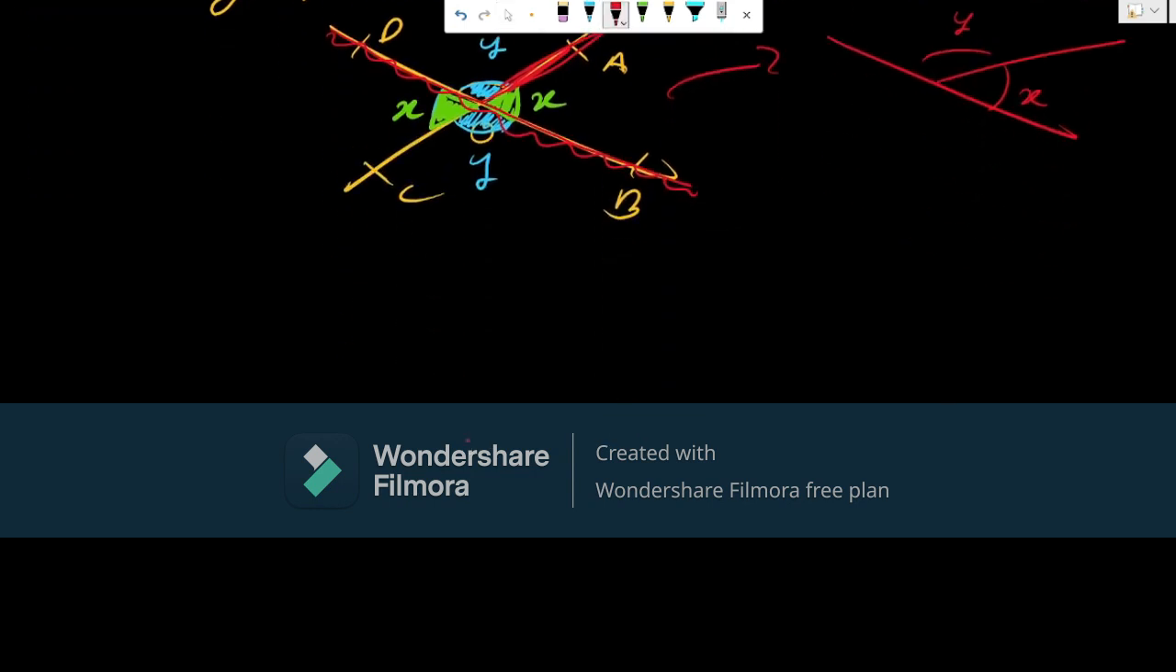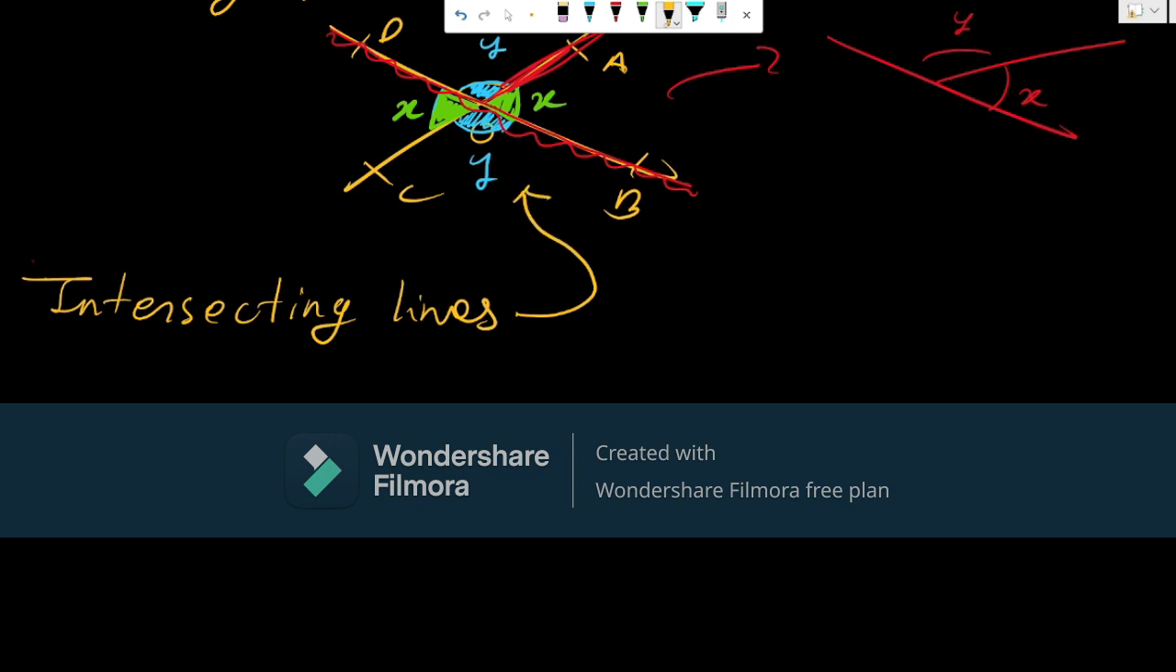Now let's talk about intersecting lines. Intersecting lines. Now you can understand intersecting lines by looking at this diagram. This is the exact diagram shown in intersecting lines. Here they cross each other, there's a common point, they're intersecting, that is called intersecting lines.